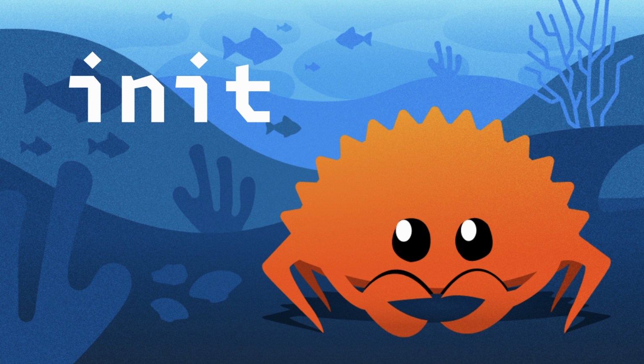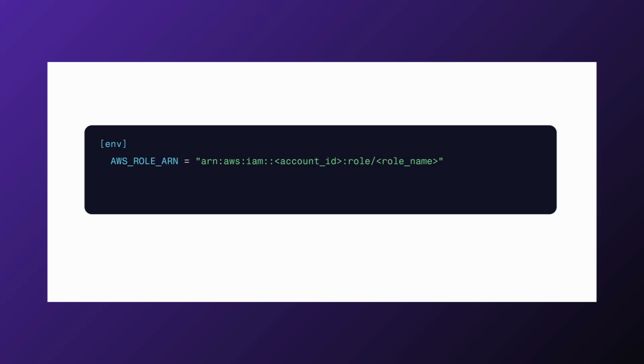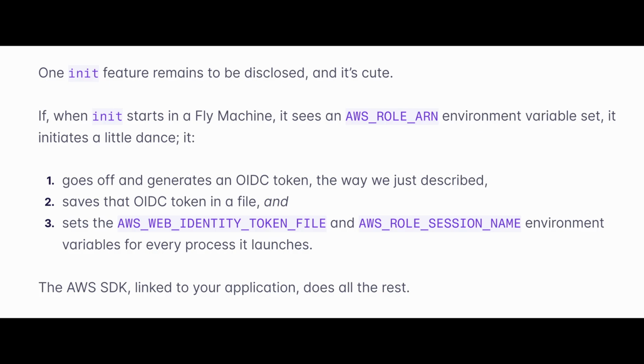One init feature remains to be disclosed, and it's kind of cute. When init starts in a Fly machine, it looks through the environment variables for an AWS role ARN variable, and if it sees it set, it initiates a little dance. Specifically, it goes off and generates an OIDC token using that API call. It saves that OIDC token in a file, and it sets two environment variables for every process it launches. One to set the location of that file, and one to set the AWS role session name. The AWS SDK, which you link to your application, does all the rest.